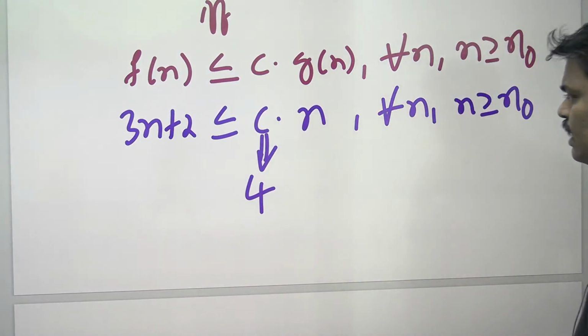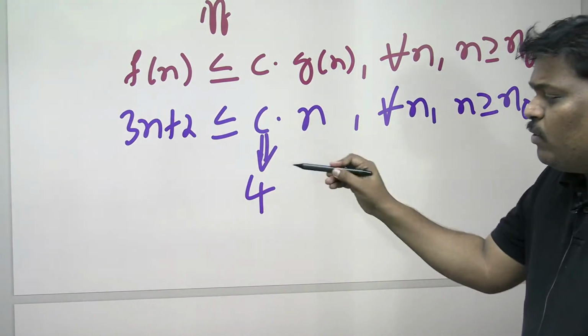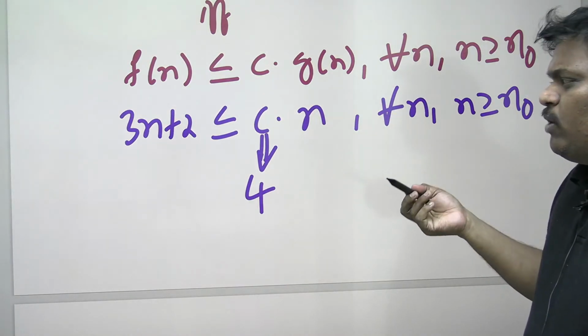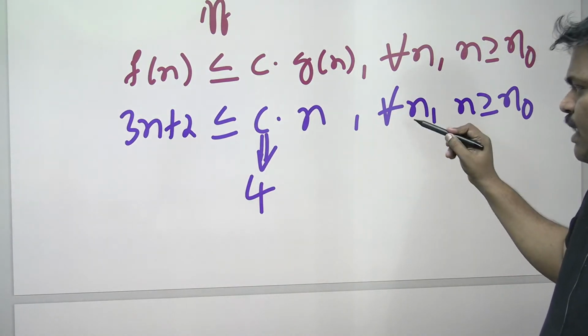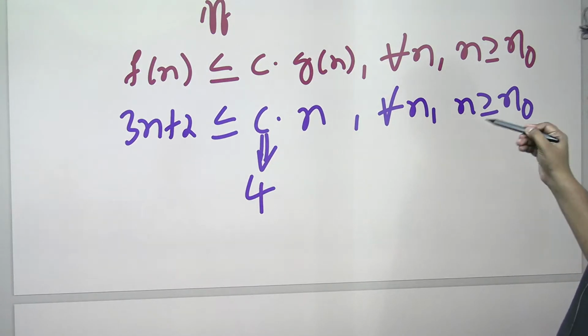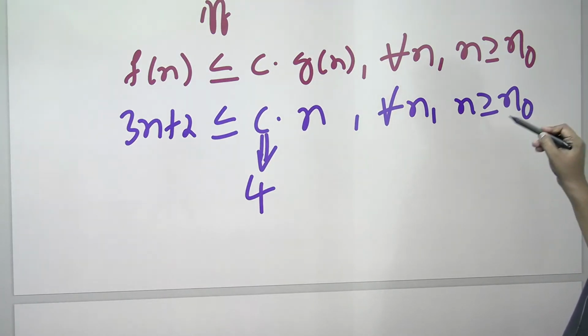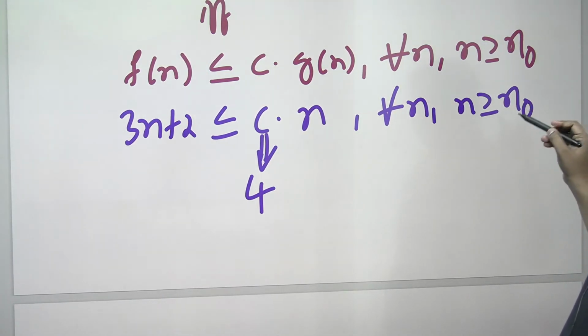Some people are asking, sir, with C value 4 the right is bigger or equal, but from which n value? Let's try. For all n, where n is greater than or equal to n0, such that there exist two constants, n0 greater than or equal to 1. So let me start from 1 onwards. Minimum 1 onwards I have to try.